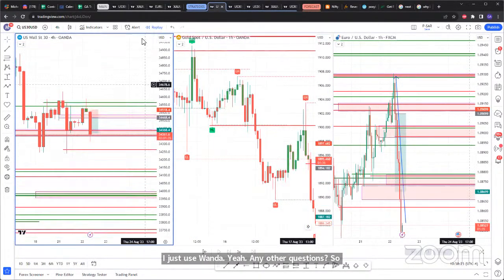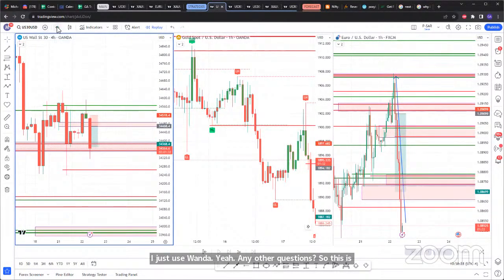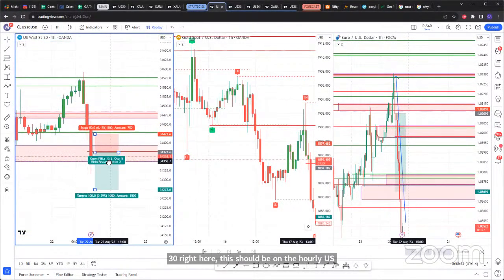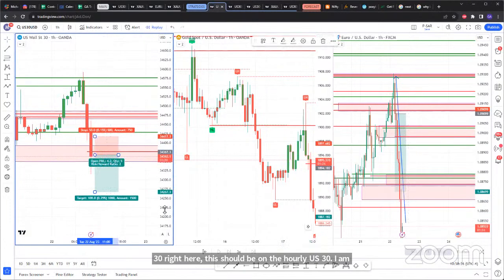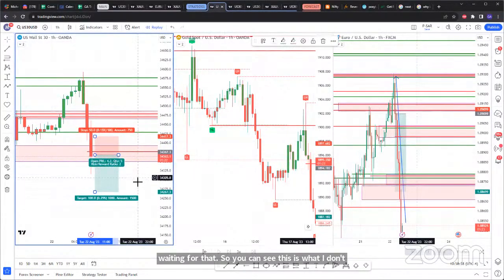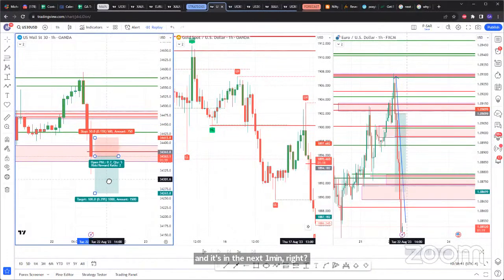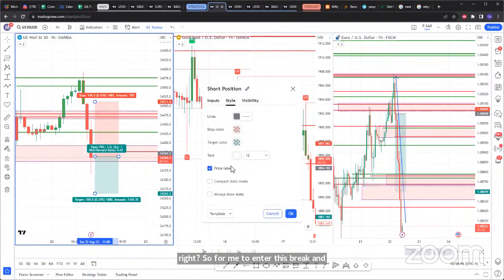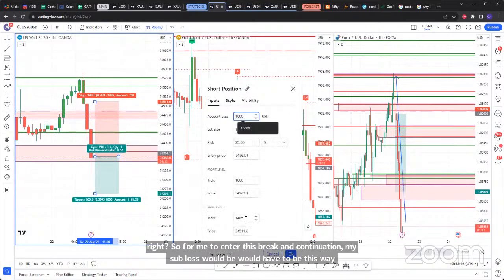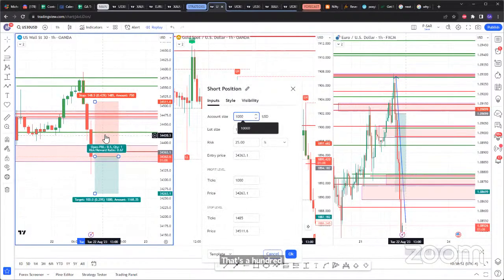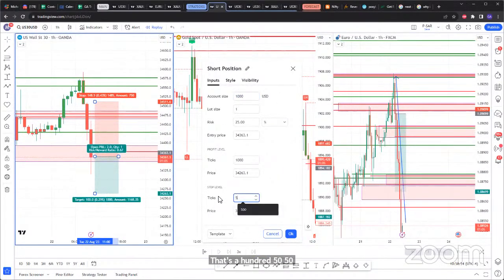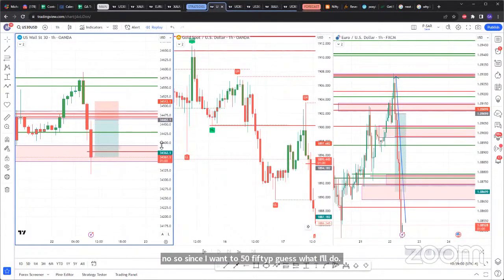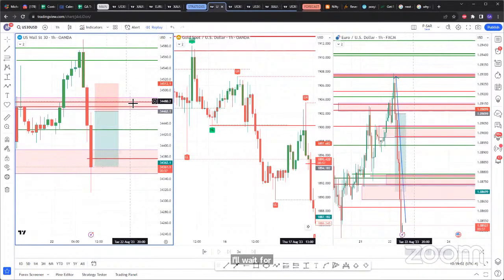So this is the hourly. For US 30 right here, I am waiting for that. This is what I don't want for US 30, because if this hourly candle closes in the next 1 minute, it will be a valid trade, but look at the distance. To enter this break and continuation, my stop loss would have to be this way. That's a 150 pip stop loss. Do I want to do that? No. Since I want a 50 pip TP, I'll wait for US 30 to retrace up and drop down to the 5-minute and 15-minute and look to take this sell on US 30.